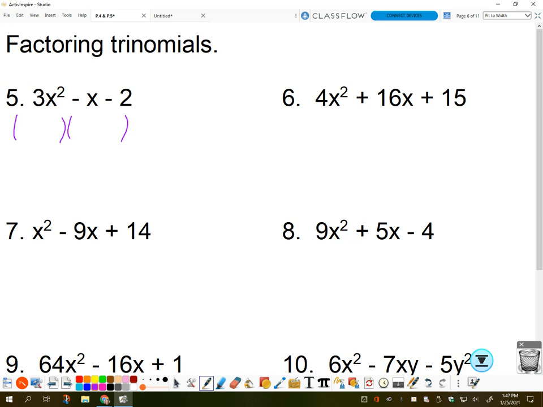All right, so to factor a trinomial, these first 2 numbers, this number and this number, have to multiply to get this number. So to get a 3x squared, I can do a 3x times an x.